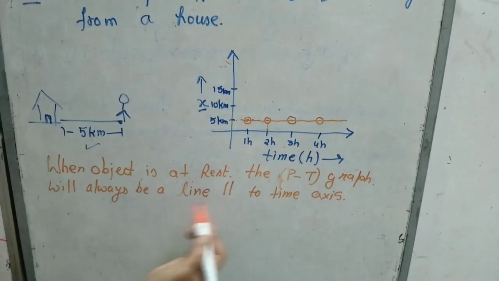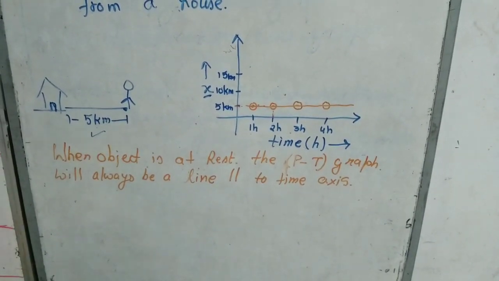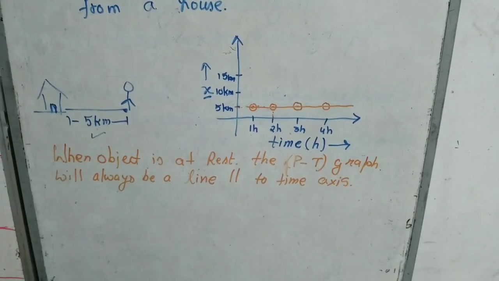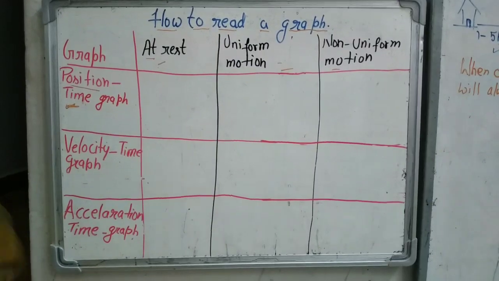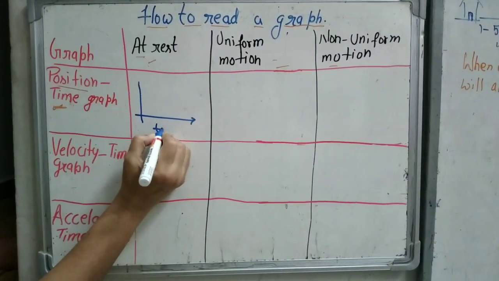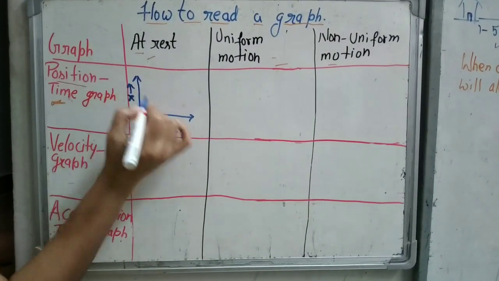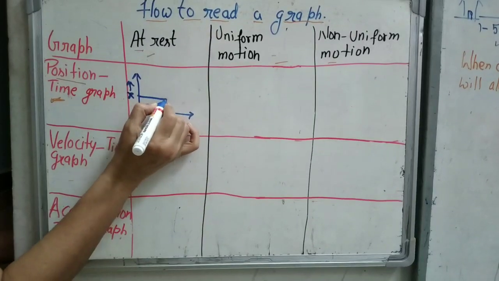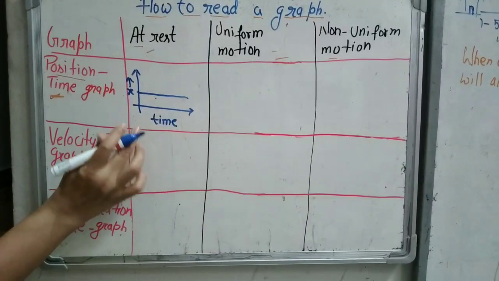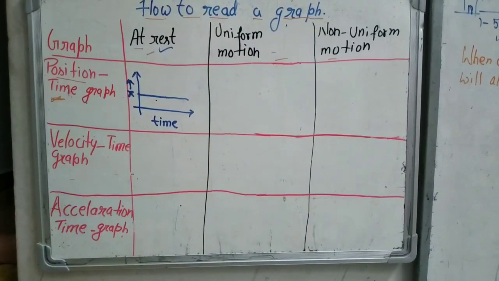So the condition we have concluded is that whenever an object is at rest, the line we find will always be parallel to the time axis. Here we are drawing the position time graph, time axis, position axis. The graph will always be a line parallel to the time axis. That parallel line shows that the object is at rest. So this way we are going to read this graph.